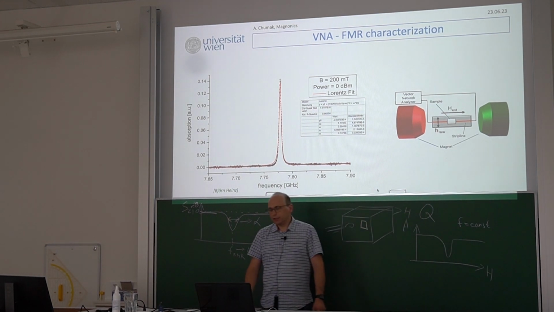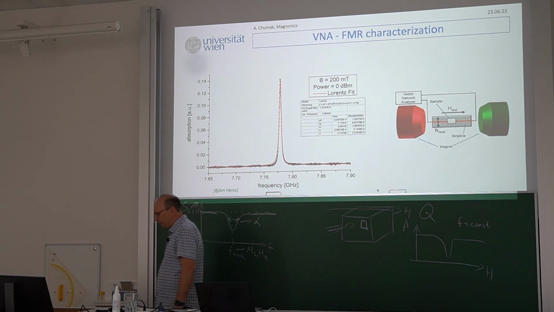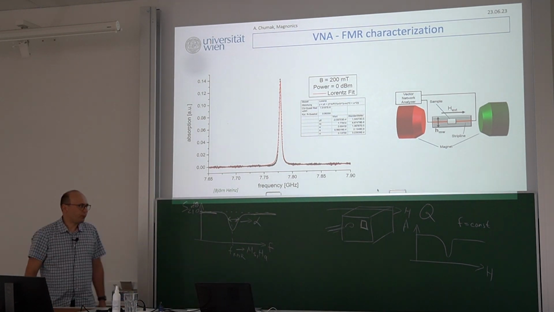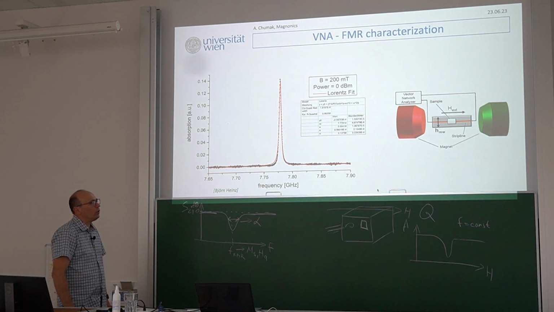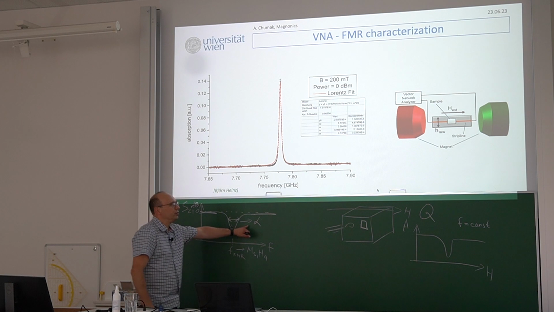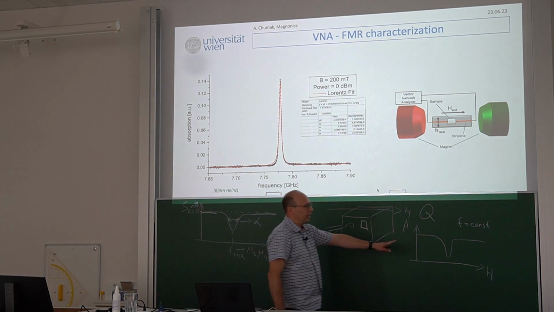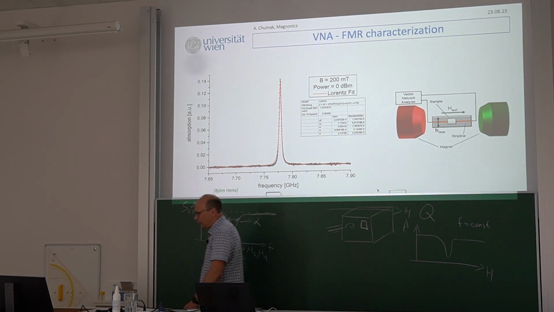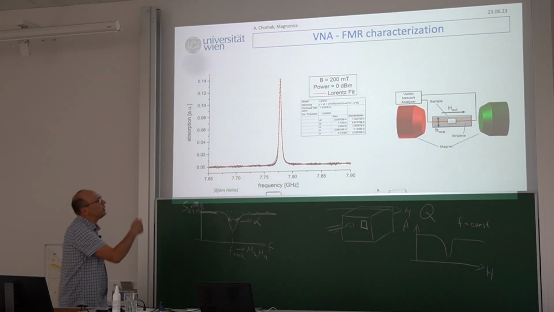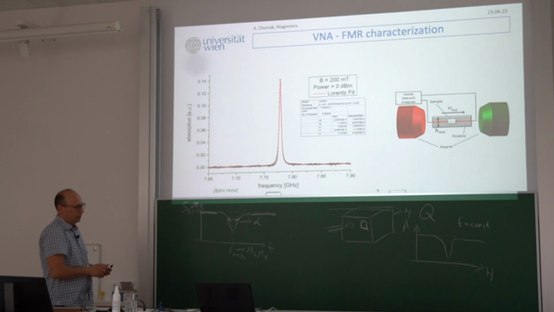It means that this technique is very sensitive, very nice, but it won't give you all information about alpha. It will give you just the line width at one single point. Therefore, nowadays, and it's a bit more complex than a simple broadband strip line FMR. Therefore, now people are using it less.